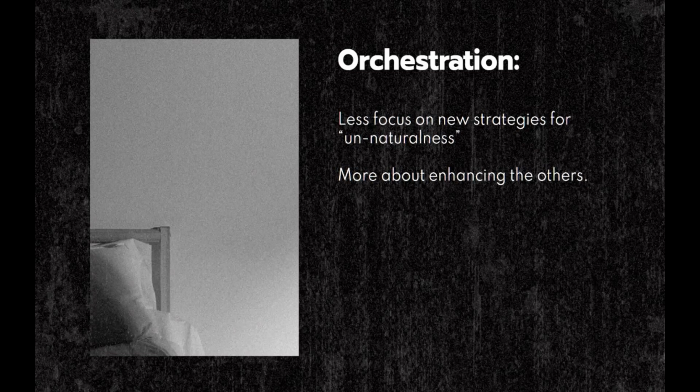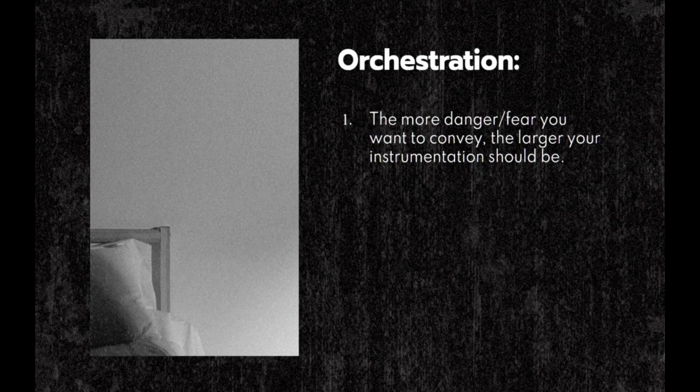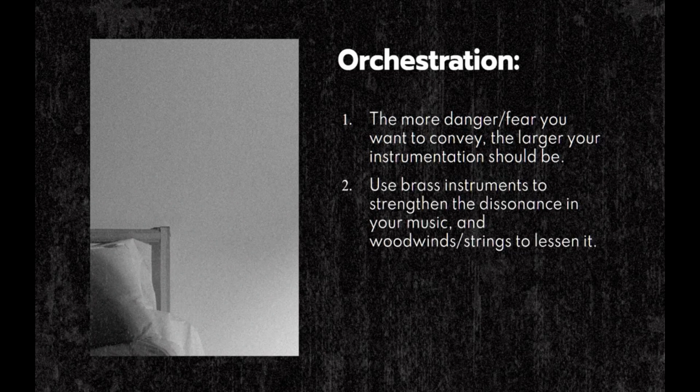The first rule of thumb is that the more danger you want in your sound, the larger your instrumentation should be. In other words, the amount of fear you want your music to convey will be directly related to how many instruments you are using at any given point. The second rule of thumb is using brass instruments when you want to strengthen the dissonance in your music, and woodwinds or strings when you want to either reduce it or kind of establish a starting point.